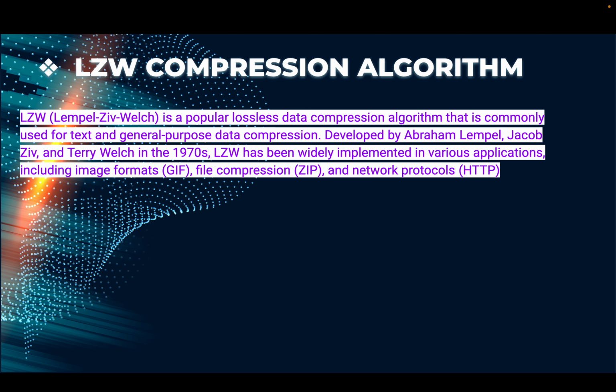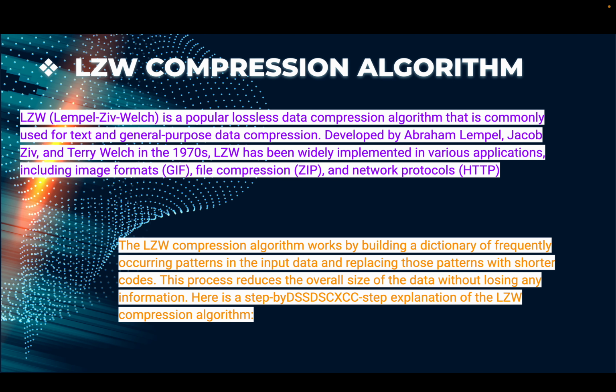The LZW compression algorithm works by building a dictionary of frequently occurring patterns in the input data and replacing those patterns with shorter codes. This process reduces the overall size of the data without losing any information. Here is a step by step explanation of the LZW compression algorithm.